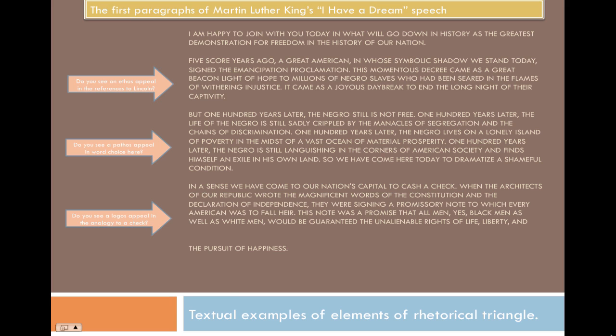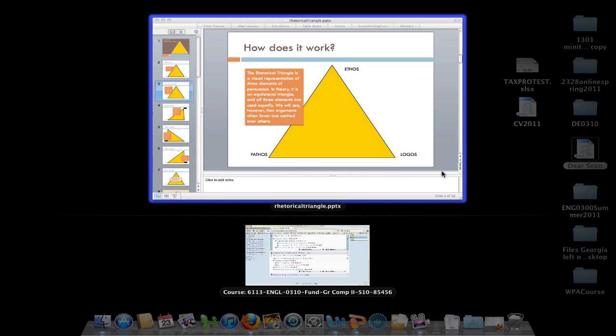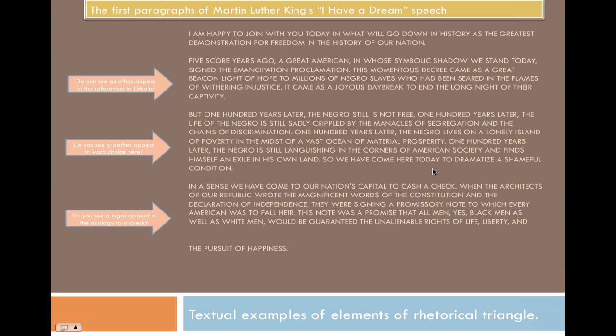And we've also got a logos appeal here. The analogy to a check makes the situation and the current state of civil rights much, much clearer. And again, we've got logos in the form of reference to the Declaration of Independence. So this has been an explanation of the rhetorical triangle, ethos, pathos, and logos. Thank you very much.